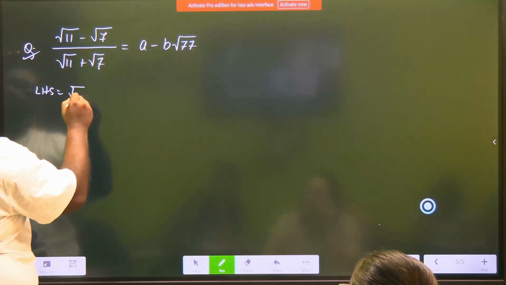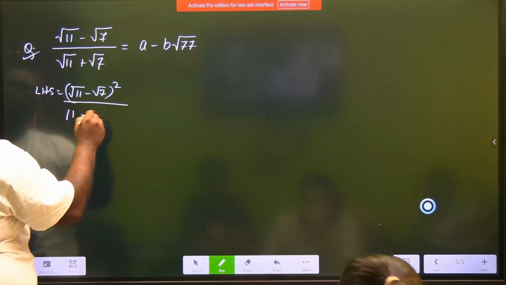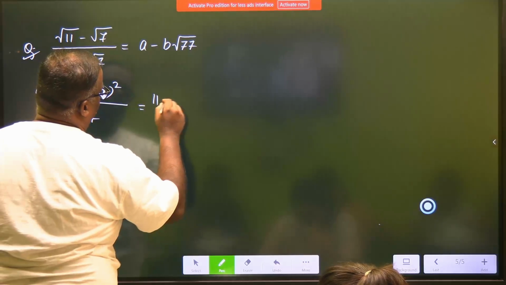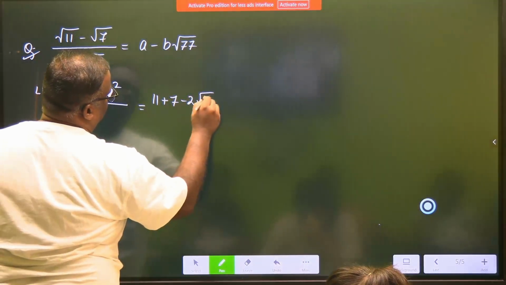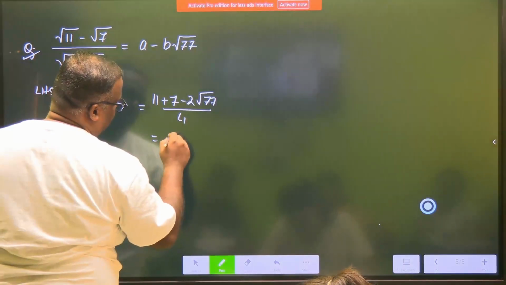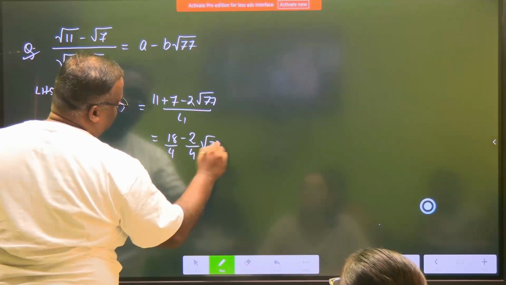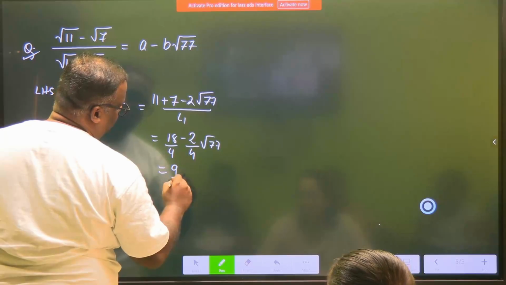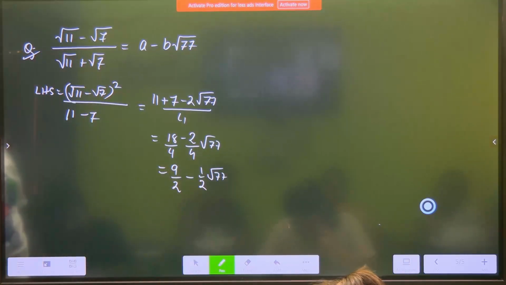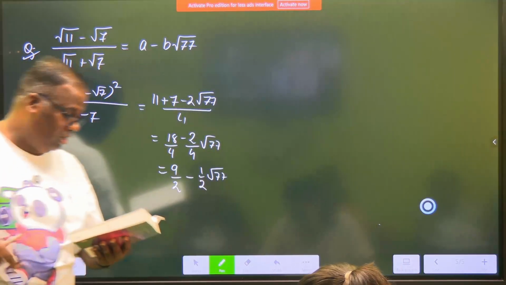LHS would be root 11 minus root 7 whole square divided by 11 minus 7, which will give me 11 plus 7 minus 2 root 77 divided by 4. 11 plus 7 is how much, beta? 18 minus 2 root 77 by 4. So ultimately it will be 2 9s are 18, 2 2s are 4, and half root 77. So A will take the value of 9 by 2, B will take the value of 1 by 2. So all this cat and donkey problem you know very nicely.